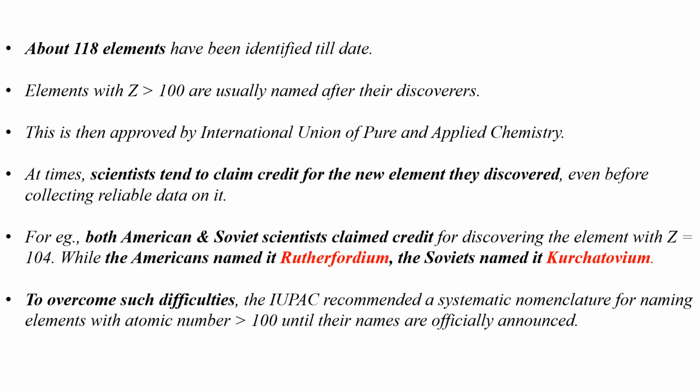At times, scientists get tempted to claim credit for the discovery of the new element even before collecting reliable data on it. For example, both American and Soviet scientists claimed credit for discovering the element with atomic number 104. While the Americans named it Rutherfordium, the Soviets named it Kurchatovium. To overcome these difficulties, the International Union of Pure and Applied Chemistry, IUPAC in short, recommended a systematic nomenclature for naming elements with atomic number greater than 100 till their names are officially announced.